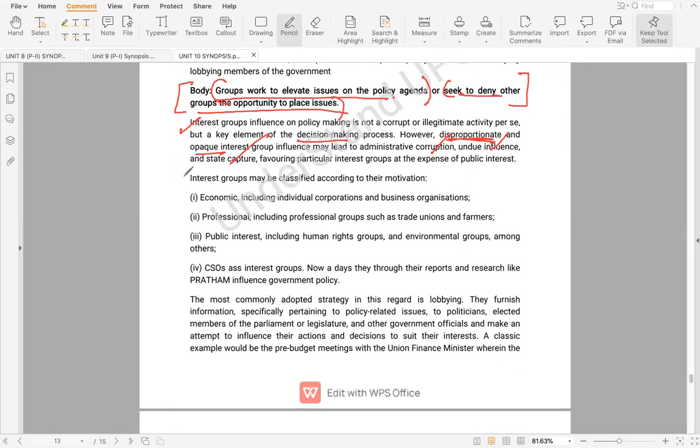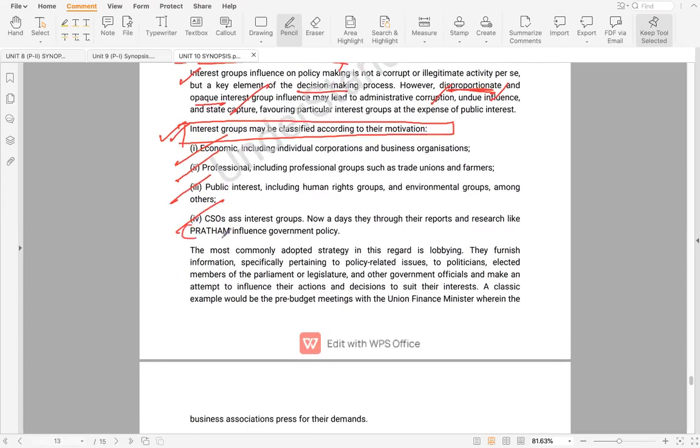Interest groups may be classified according to their motivation. You basically talk about the theoretical aspects of interest groups: economic, professional, public interest, CSOs, etc. Also give out some examples of how they've been influencing. So Pratham influences government policies. They come out with the ASER reports, Annual Status of Education Reports. So this is policy evaluation. They evaluate the outcomes of the education schemes and act as inputs again. So this is policy formulation. So agenda setting.